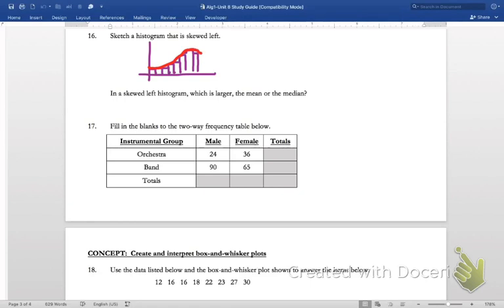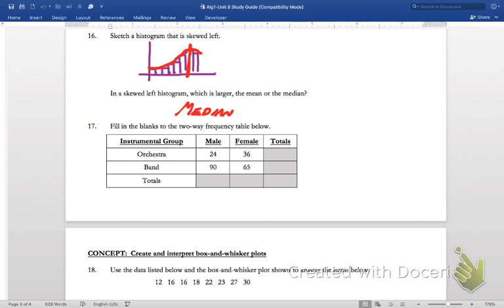In a skewed left data set, which is larger, the mean or the median? Well, the median is going to be kind of up in here. So because it's skewed left, all these lower numbers are going to push the mean so it's smaller. So therefore the answer to this one is the median.